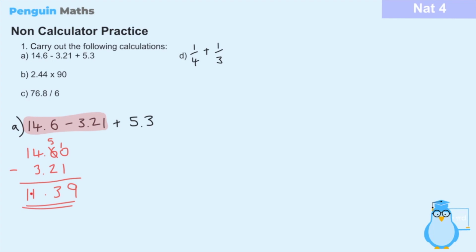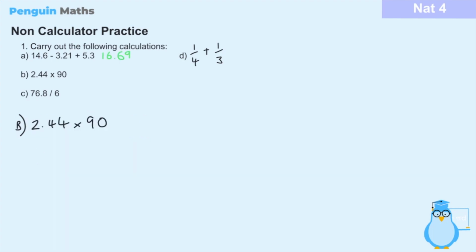And now what we can do is add this on to our 5.3 we have at the end. So there we have our sum, and again I'm just going to put the 0 in at the end so we have the same amount of numbers after the decimal place. So we're adding this time, so we have 9 plus 0 is 9, 3 plus 3 is 6, and then 11 plus 5 after the decimal place is equal to 16. So that means for our final answer, for part A, that's equal to 16.69.